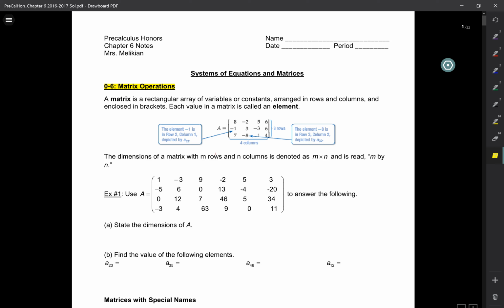All right, so what is a matrix? A matrix is basically a rectangular array, and it can contain variables or constants, and these variables and constants are arranged in rows and columns. They are also enclosed in brackets. Here you can see an example of what a matrix looks like. Now, you see you've got your rows and you've got your columns. Each value, each entry in a matrix is called an element.